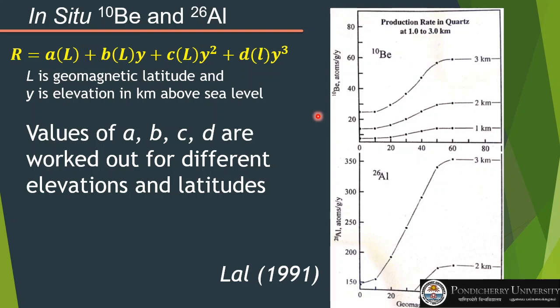So those are not there in the quartz, and moreover we know that 10 beryllium and 26 aluminum are also produced in the atmosphere. So it may so happen, in principle, that some of the 10 beryllium and 26 aluminum which were produced in the atmosphere is also attached to the sample which you are using for in situ production. For example, in your sample there is some amount of 10 beryllium which was produced in situ, but there was also some amount of 10 beryllium which was produced in the atmosphere, but now is deposited on that sample and you could not remove that.